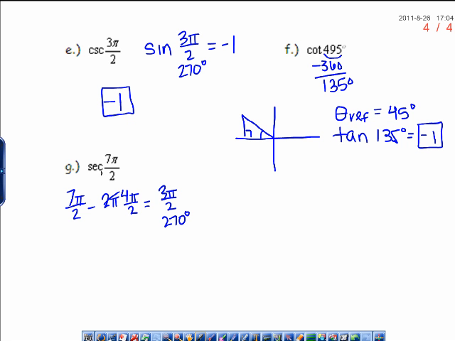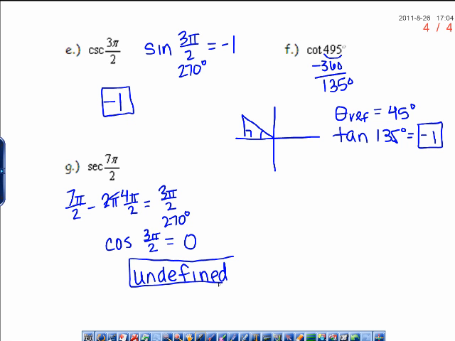Alright, so if I'm trying to find secant, let's first find cosine. What is cosine of 3 pi over 2, which is the same as 7 pi over 2, or coterminal to it? So looking up at the chart, cosine is 0. Alright, so what does that mean for secant? Secant, then, would be the reciprocal of 0, or undefined. So my answer is undefined.